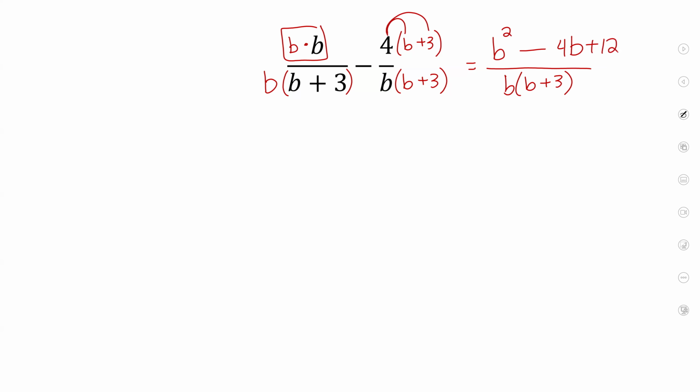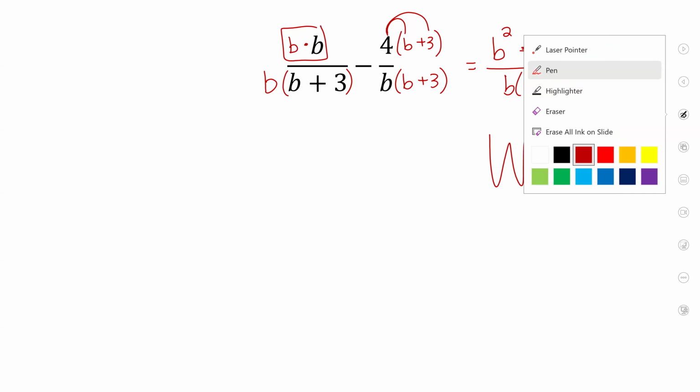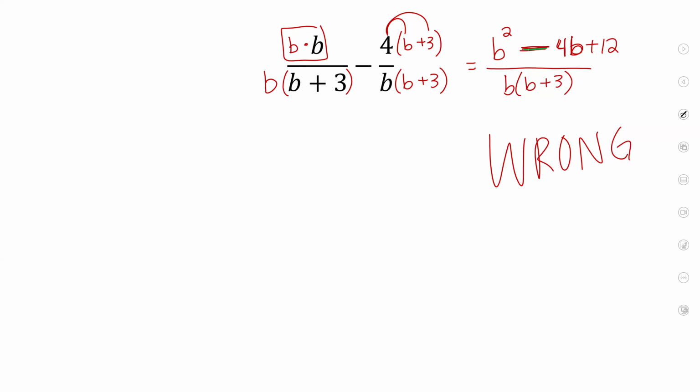If you leave it like this, you are wrong. You cannot leave it like that. That is incorrect. The reason why is because it looks like you only subtracted 4b. You have to distribute this. You are subtracting this entire thing. So you should put this in parentheses so that you don't get this question wrong, okay?